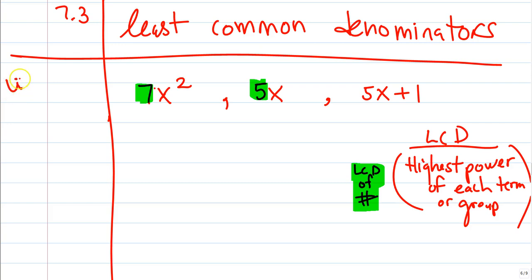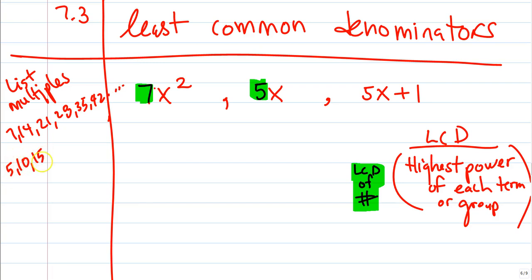those numbers. So if I say list multiples, then I'm counting by that number. So 7, 14, 21, 28, 35, 42, so on and so forth. And I can list multiples of 5, 10, 15, 20, 25, 30, 35. And the idea is I want the least common multiple that they have. I want a number they could both become. Well, yeah, they could both become 35.